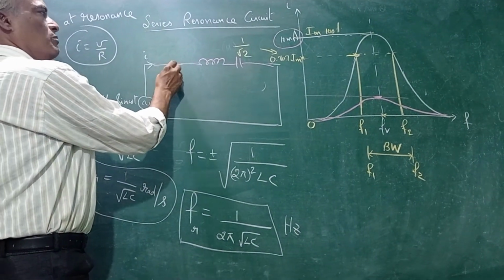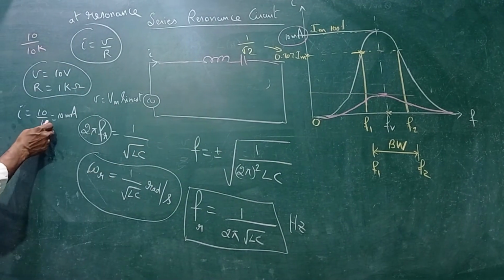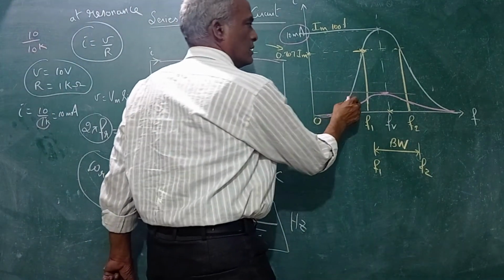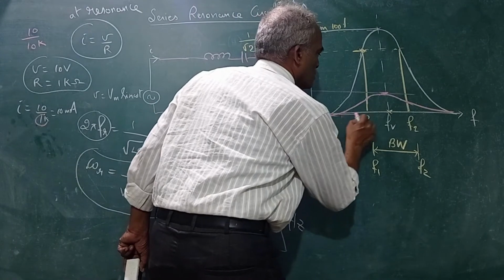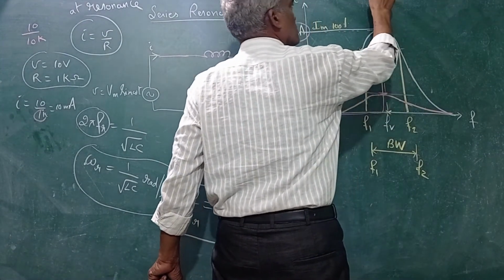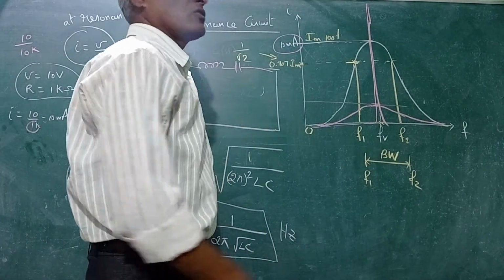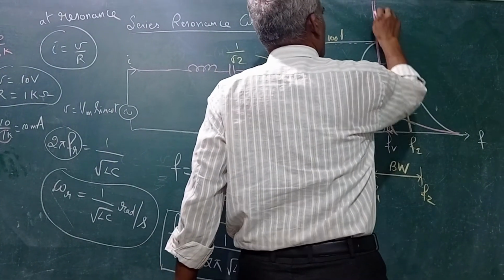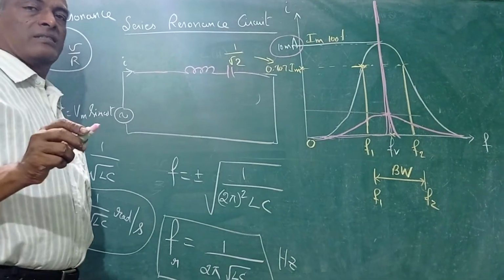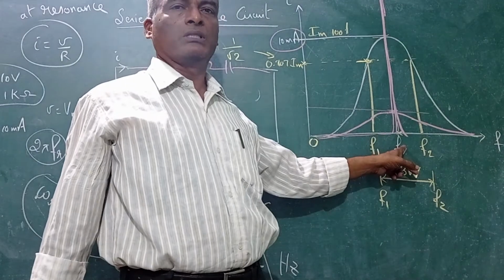Okay, now assume that there is no R at all, that is, R value 0. As I said earlier, if this is 0, I divided by 0 goes to infinity. That means this curve has to come very close to the resonant frequency, and this peak value will go to infinity. So now I can say it is almost a straight line. That is, the series resonance circuit at a resonant frequency allows only one frequency, that is FR, resonant frequency.